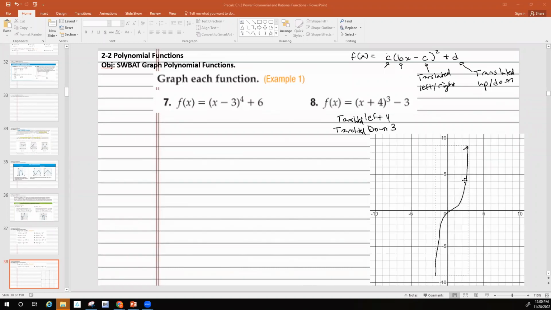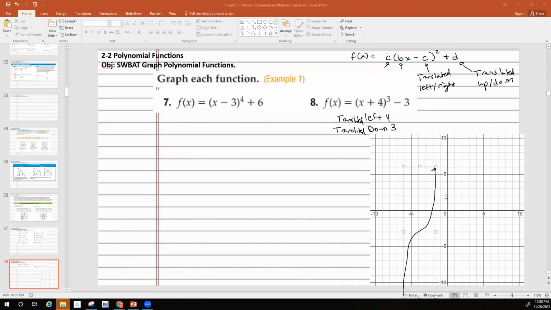So here you want to focus on that point (0, 0), the origin, the middle, and then just move it left 4: 1, 2, 3, 4, and then down 3: 1, 2, 3. And that's what it would look like.